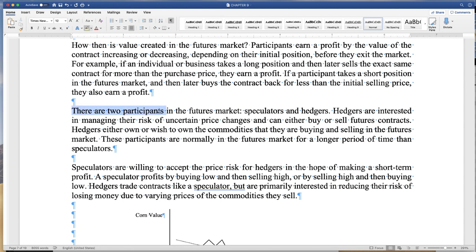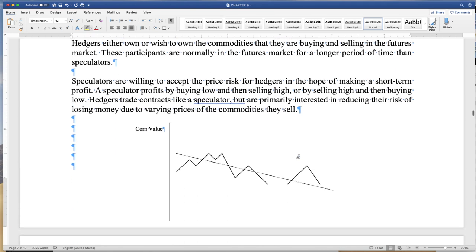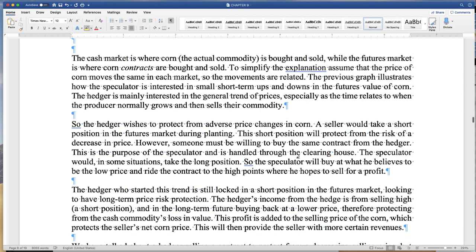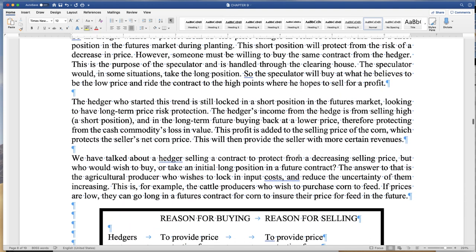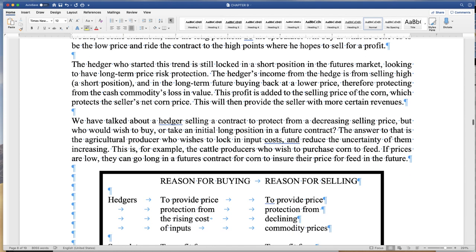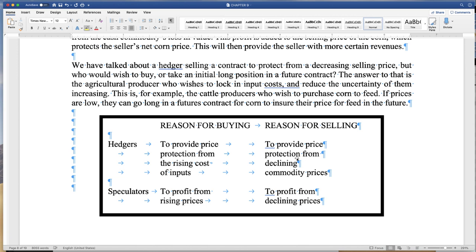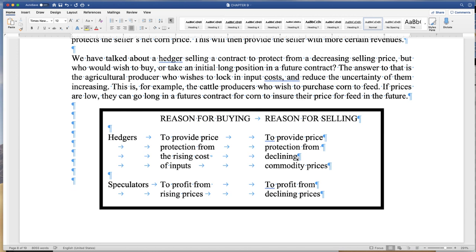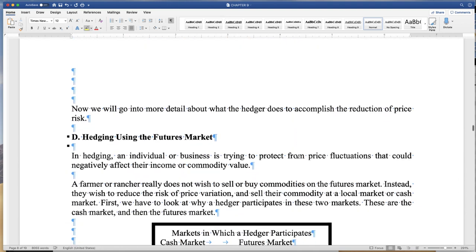There are two participants in the futures market. There are the speculators, who are just trying to make money on the highs and the lows, and then there's a hedger, which is really what our examples are. So make sure you know the difference between those two. We go through the examples. Speculators just want to make money when prices are high or when prices are low. And then it gives this table that talks about why a hedger would buy and the reason to sell. So it's just information.